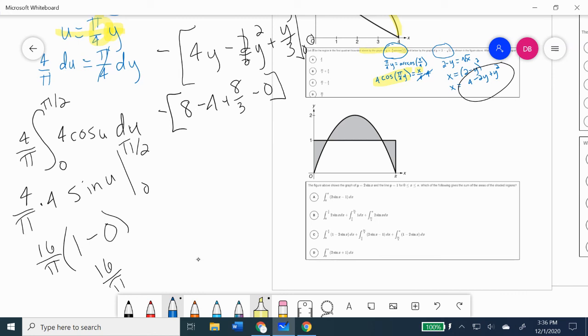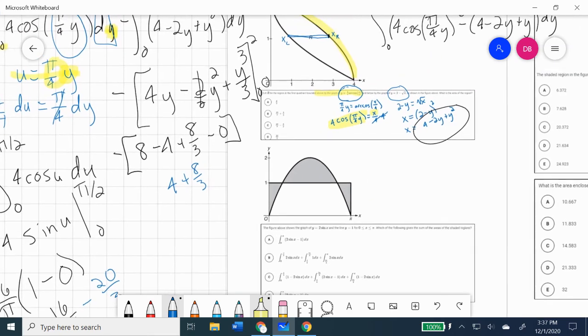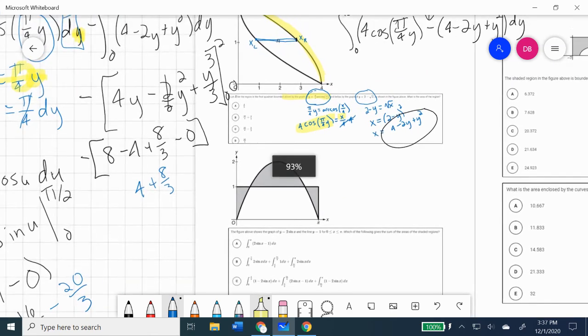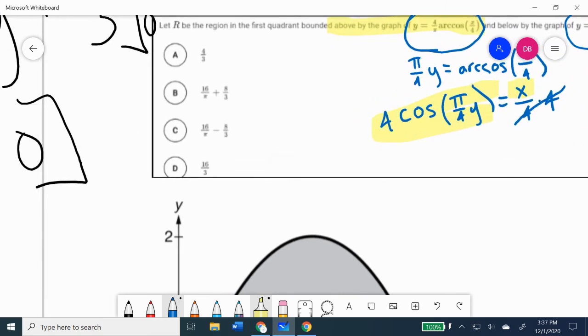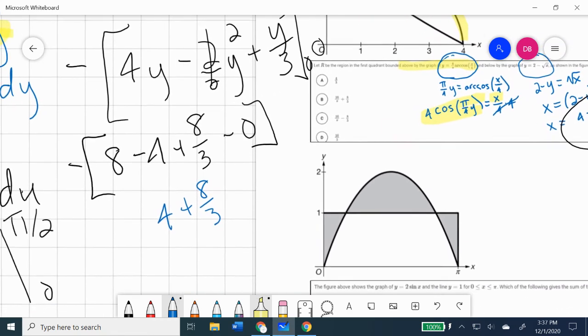8 minus 4 is positive 4 plus 8/3, but I am subtracting that. And that's going to be 12, 20, 20/3. And now I need to see who that matches with in my multiple choice, or figure out that I did something wrong with my arithmetic.